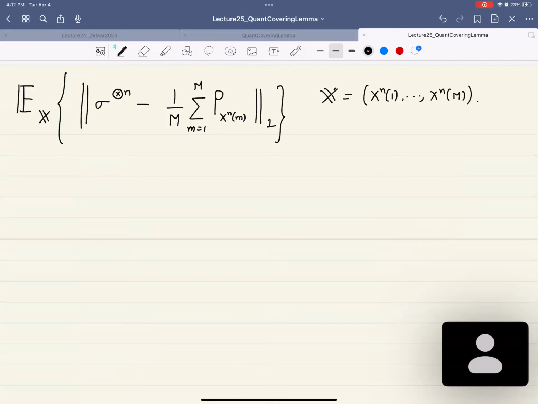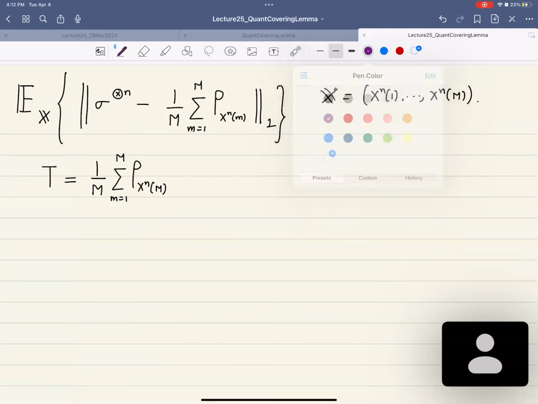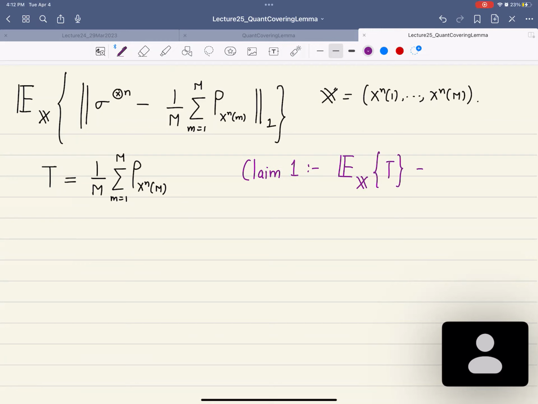Let t be equal to M. I'm going to write the homework claims in purple. All the claims in purple are to be proved by you. Expectation over x of t is sigma tensor n. Not a big deal, just substitution.